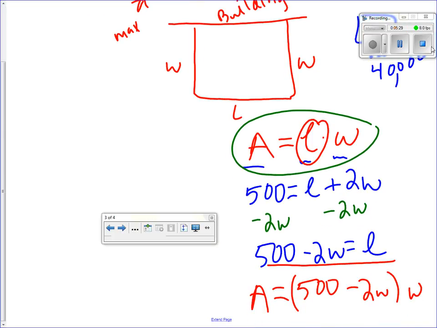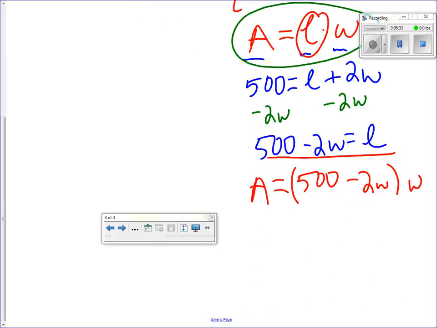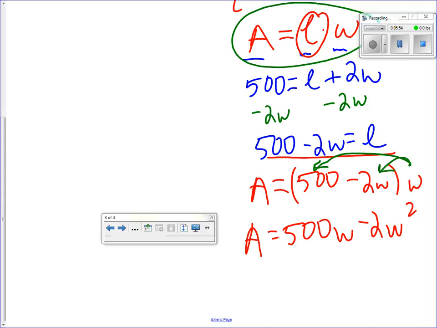Okay, so now I'm ready to optimize this equation. I'm looking for the largest area, or the maximum. So I'm ready to find a maximum. I'm going to find the derivative. And I'm going to notice here, wow, I really don't want to do product rules. So I'm actually going to back up and distribute that W. Okay, good. Now I don't have to do product rule.